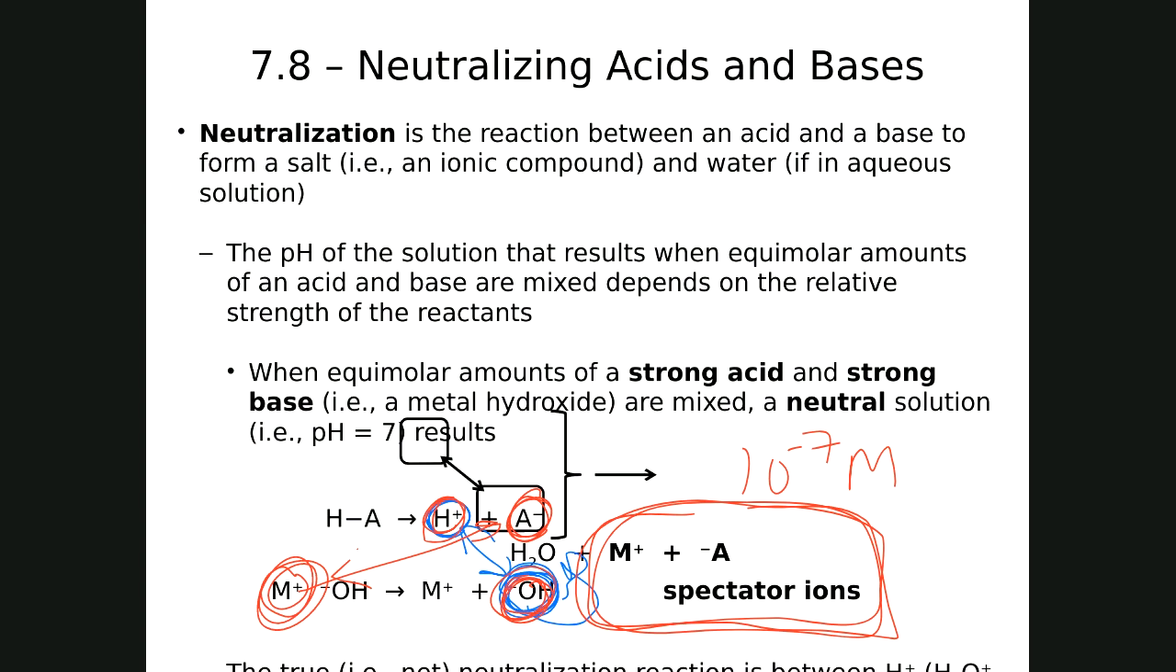So if you have exact amounts of acid and base, they will exist in the same amounts. At that point, if they're both strong, what results is a neutral solution with a pH of 7.